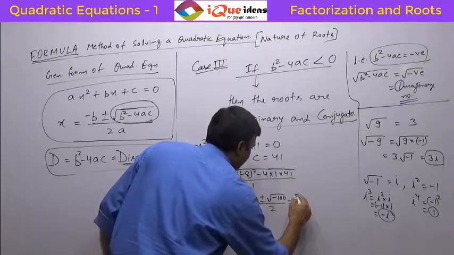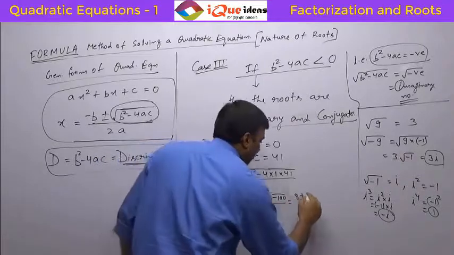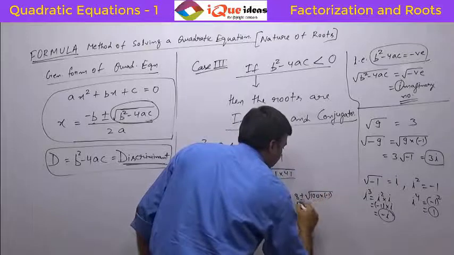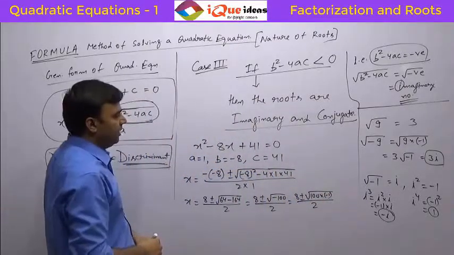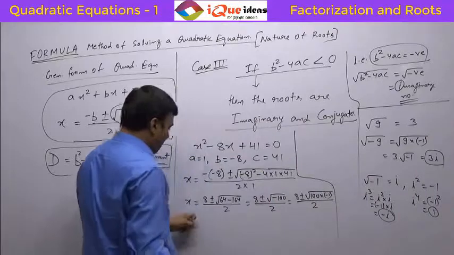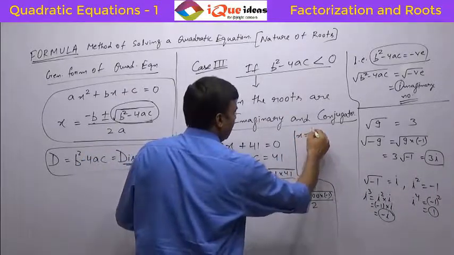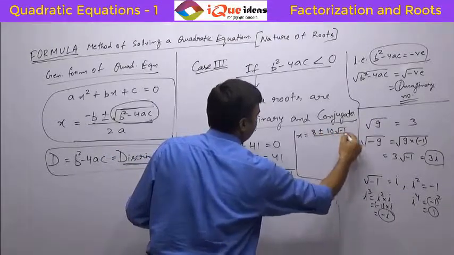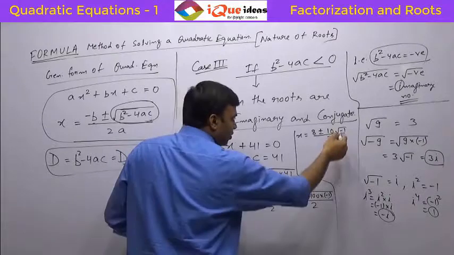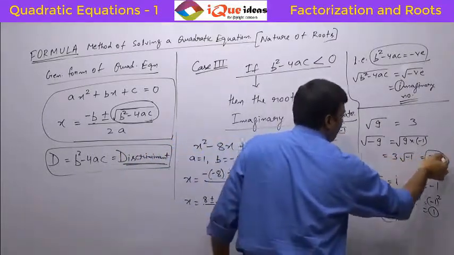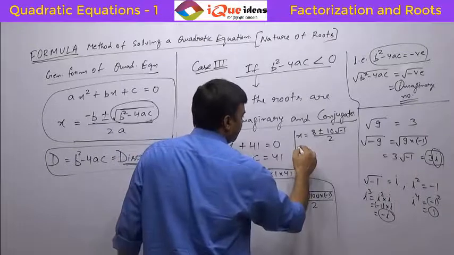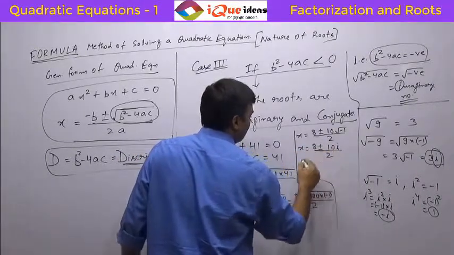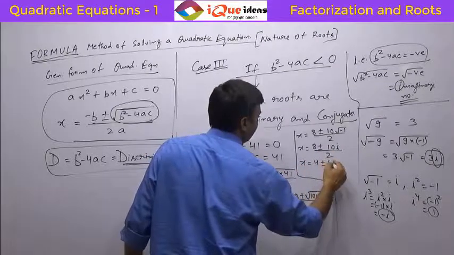Divided by 2. Now it is 8 plus minus, if you take out 100, you can write this as 100 into minus 1, divided by 2. From here we can see x is equal to 8 plus minus, 100 comes out and becomes 10, root of minus 1, divided by 2. Now this root of minus 1, for the sake of simplicity, we can write as i. So it is x equal to 8 plus minus 10i divided by 2. If you divide by 2, x is equal to 4 plus minus 5i.